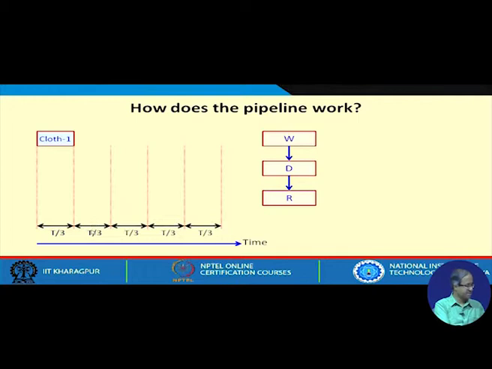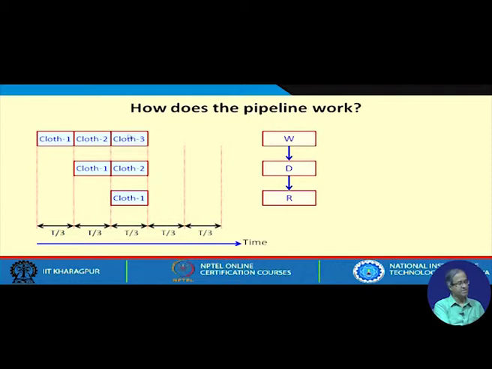So, what will happen in the next time slot? This cloth 1 will be moving to D, but now the washer will be idle. So, I can feed the second cloth to the washer. Now the washer and dryer are working on 2 different cloths in an overlapped way, they are working together. So, at the end of this time slot, dryer has finished with cloth 1 and washer has finished with cloth 2. So, what will happen next? Cloth 1 will come here to the ironer, cloth 2 will come here and cloth 3, the next cloth, will come to the washer.